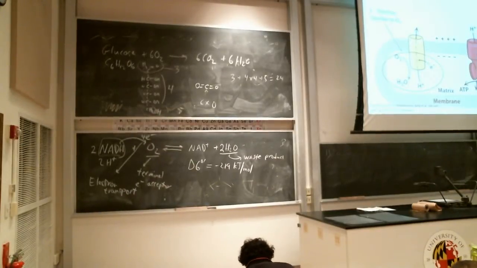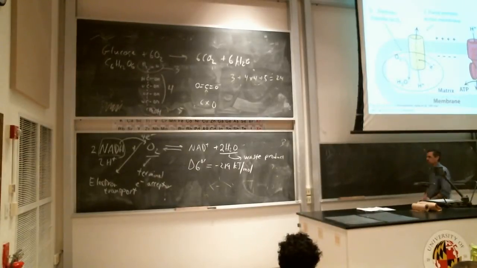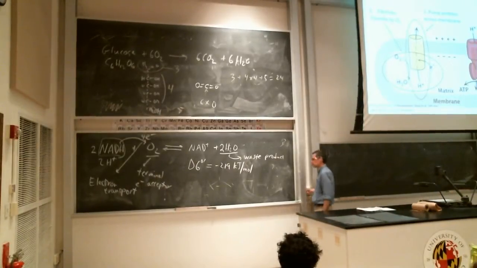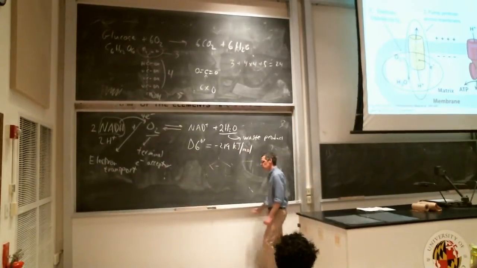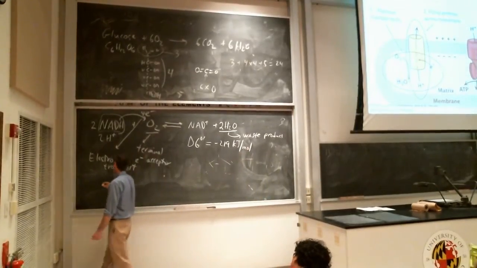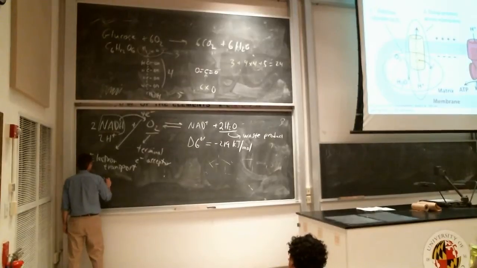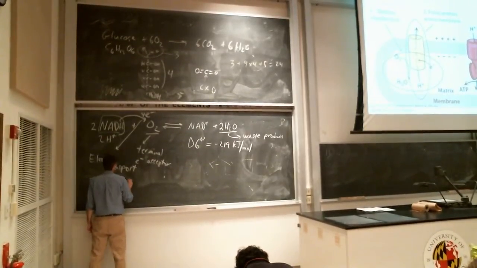What's the work that gets done? The work that gets done is to pump protons across the membrane. Right, so that's part 2. So coupled to electron transport is proton pumping across the membrane.